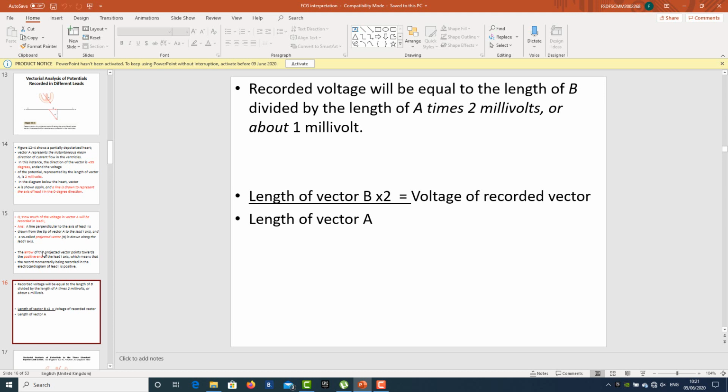The length of vector B multiplied by 2, divided by the length of vector A, is equal to the voltage of the recorded vector.